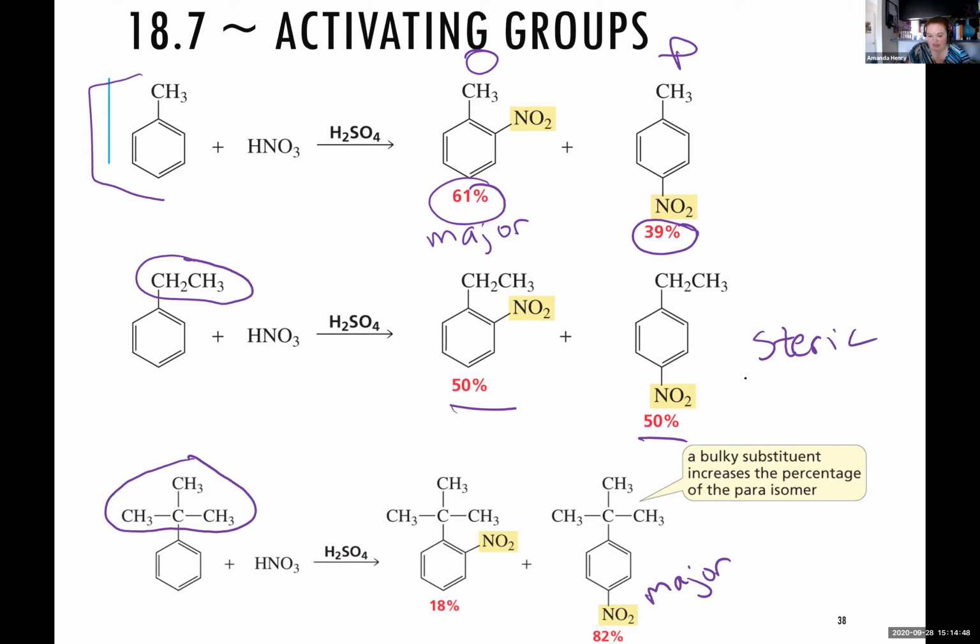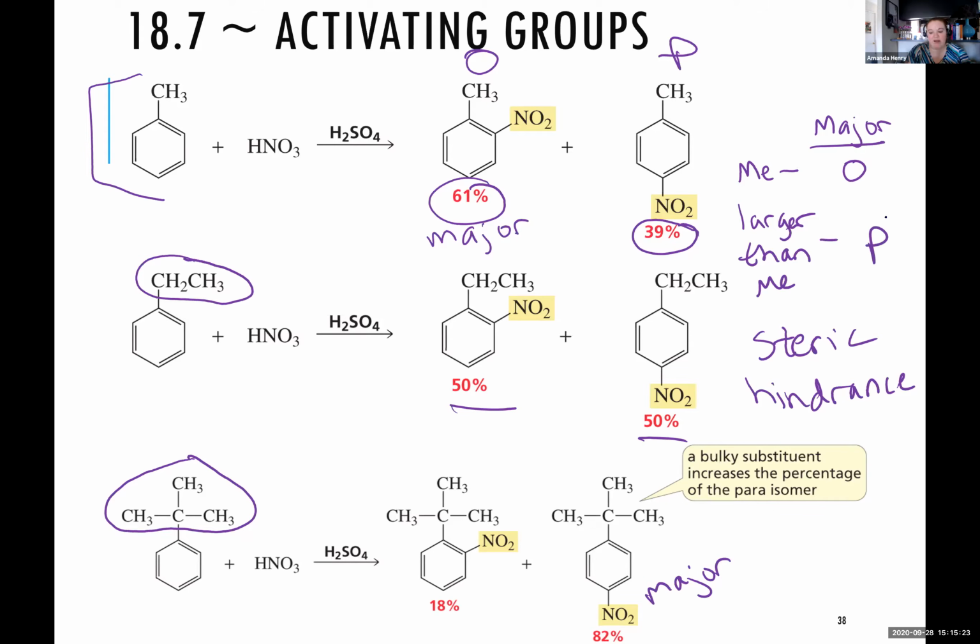So we like to use that term steric hindrance to explain lots of things. And really it's just a way to say there's too much stuff in the way. So as soon as we get anything larger than a methyl group, it's going to be easier to bond to the para position because there's just less bulkiness in the way. So if we have a methyl substituent, our major product will be the ortho, and anything larger than a methyl, our major product will be the para position.